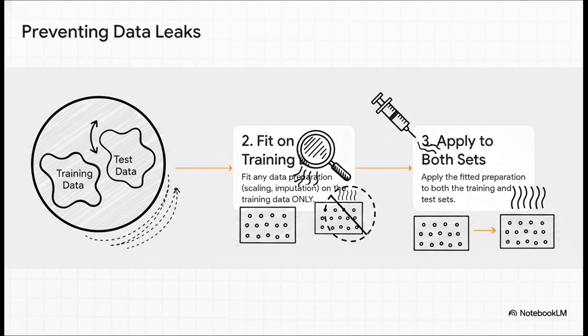Step 1, split your data. Then, and this is the crucial part, any data prep steps, like handling missing values or scaling your features, must be learned only from the training data. You then take that exact same learned transformation and apply it to your test data. This is the only way to ensure your test set remains a truly unseen, honest piece of data.